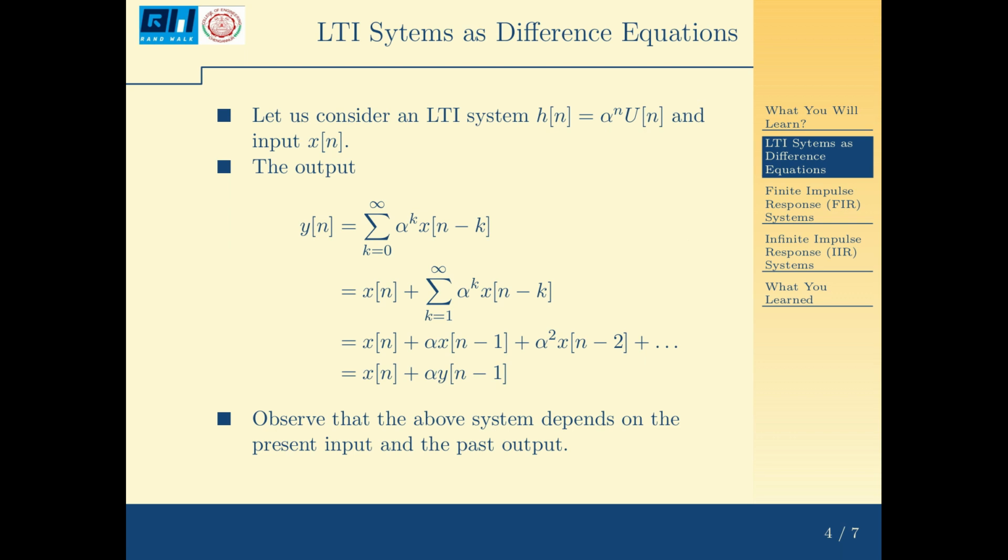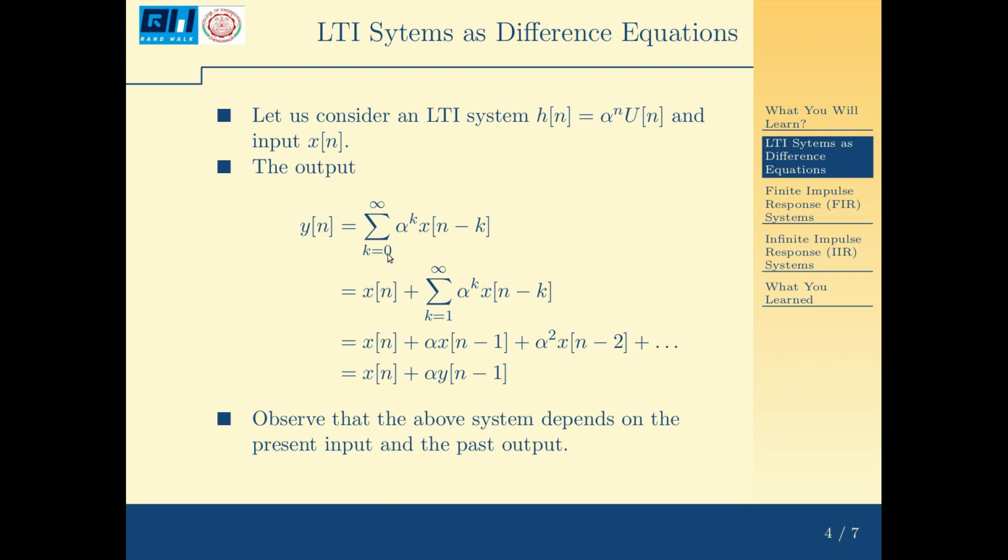Discrete LTI systems are modeled as difference equations. Let us consider a simple example of an LTI system with impulse response h[n] equal to alpha raised to n times u[n], and say the input is x[n]. So the output of this system y[n] will be the convolution between h[n] and x[n]. Since there is a u[n], the summation is from k equal to 0 to infinity of alpha raised to k times x[n minus k]. This is our same convolution equation.